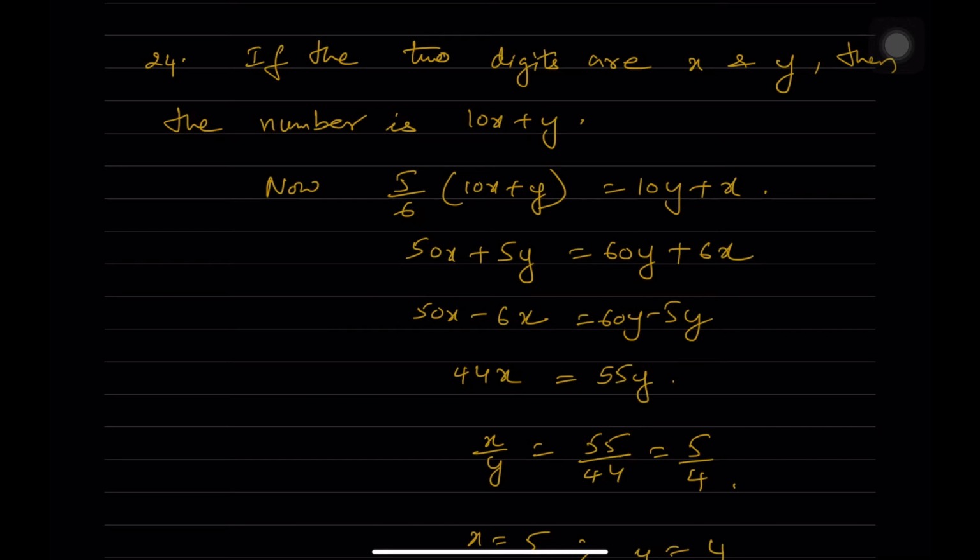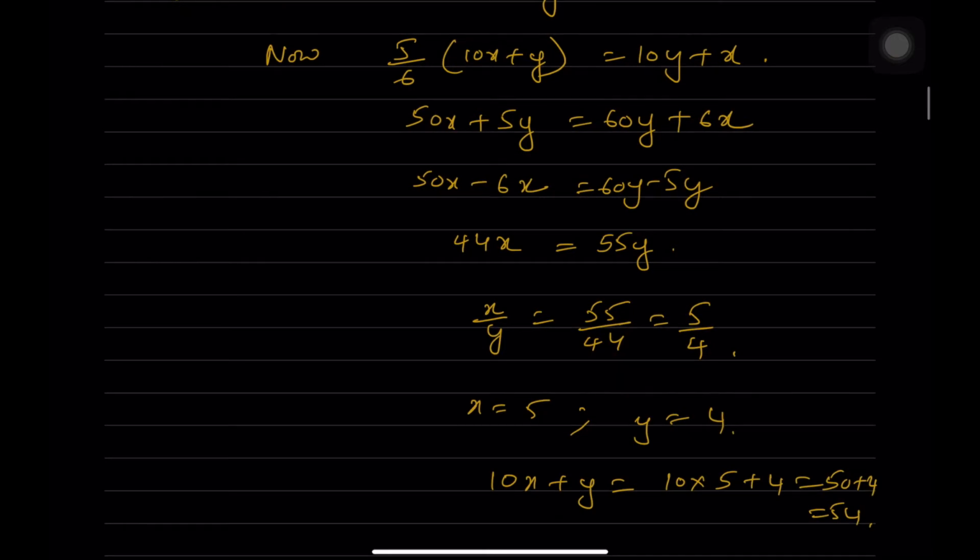So therefore here, if you are just multiplying this 5 inside, 50x plus 5y is equal to, taking 6 that side, 60y plus 6x, which implies that 50x minus 6x is equal to 60y minus 5y.